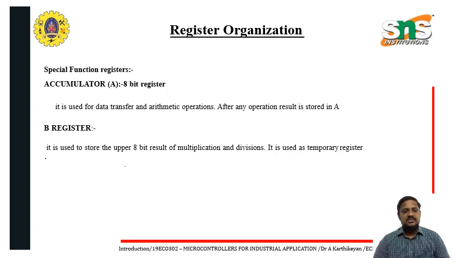Next are the special function registers. The accumulator, A, is an 8-bit register, and there is also the B register. The accumulator is used for data transfer and arithmetic operations. After any operation, the results are shown in the A register, because everything is executed and temporarily held in the accumulator. The B register is used to store the upper 8 bits of multiplication and division results, and as a temporary register.